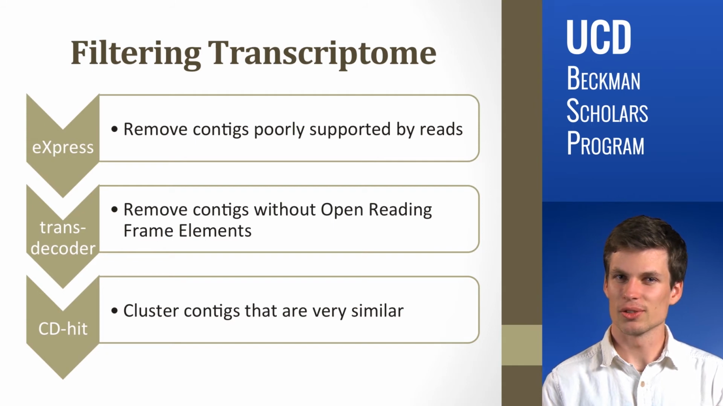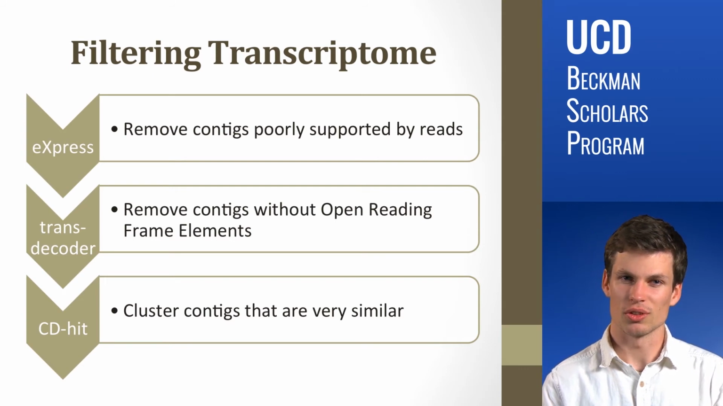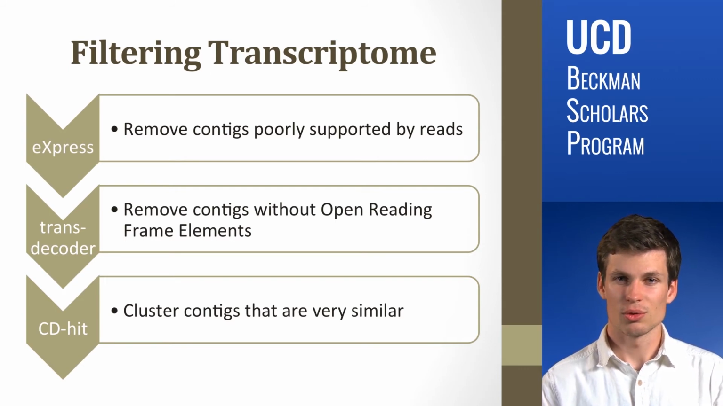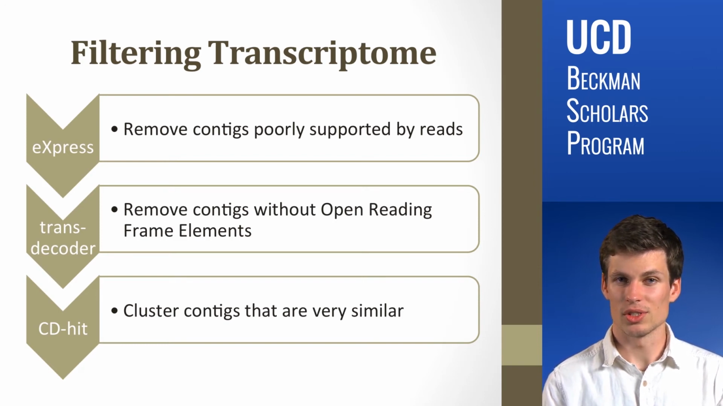However, it is key to filter and validate these sets of contigs before moving forward. A tool called Express was used to remove the contigs with the lowest read support. Transdecoder is a tool that identifies base pair sequences at the beginning or end of sequences that correspond to start or stop elements expected to be in real transcripts. And finally, CD-HIT clusters highly similar contigs together in order to remove duplicate contigs that correspond to the same real transcript.